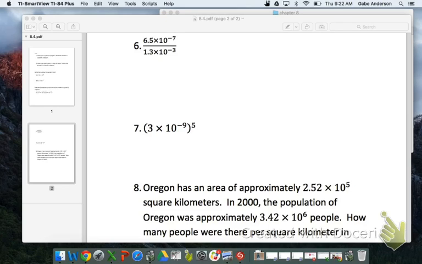Do you guys do this on the calculator? Mm-hmm. Allie, what'd you get? I got 5 times 10 to the power of -4. 5 times 10 to the -4. Did you guys get the same thing? That makes sense. Yeah, the 5. Yeah, I agree.